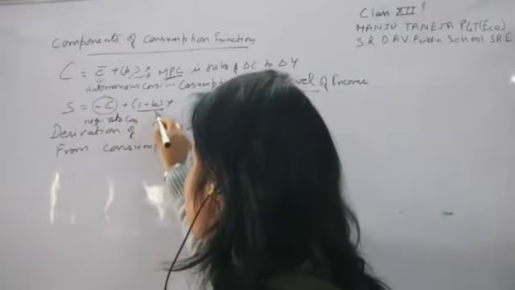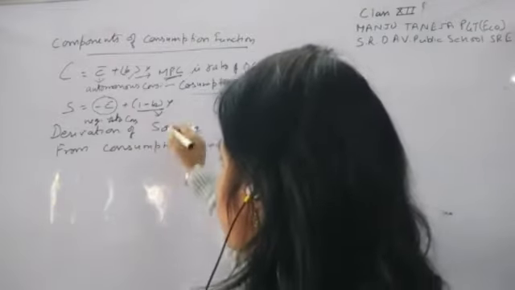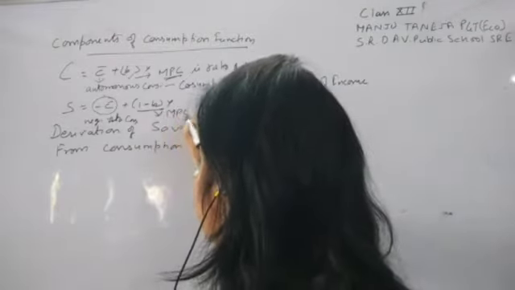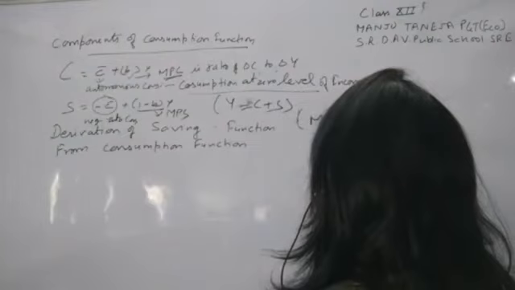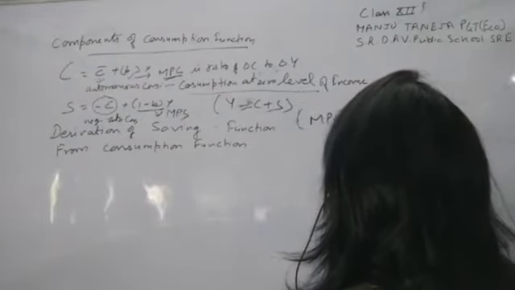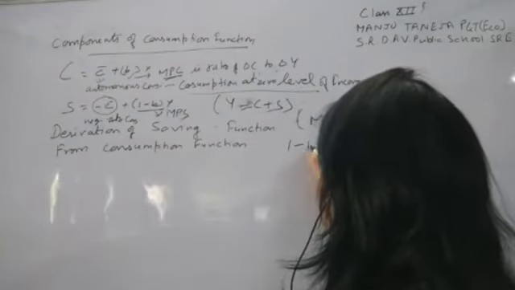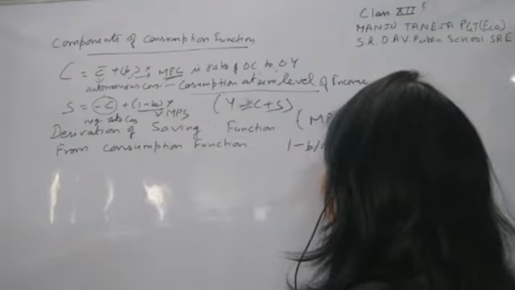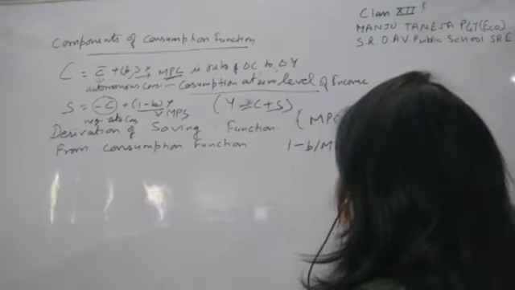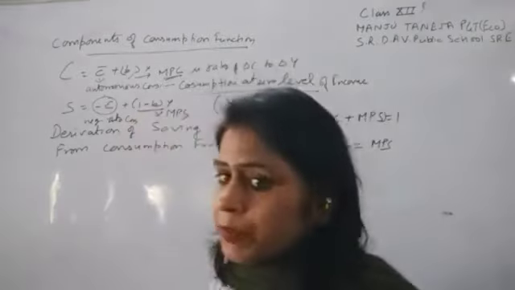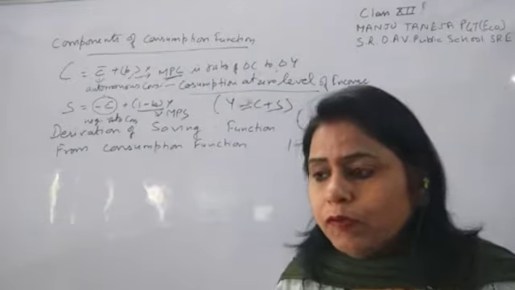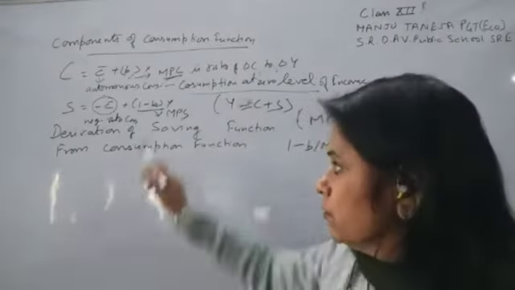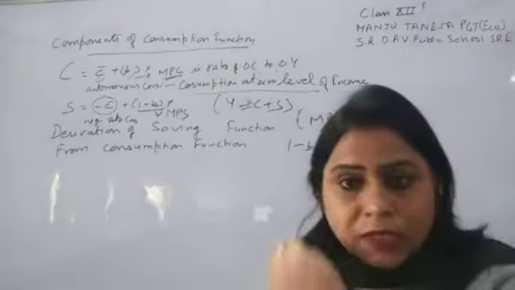Okay. And what is this 1 minus B? 1 minus B is MPS, because MPC plus MPS is equal to 1. So 1 minus B or 1 minus MPC is equal to MPS. So 1 minus B, what is it? It is the slope of saving, the change in saving to change in income. That is called the saving function.